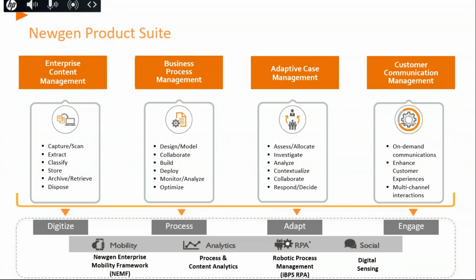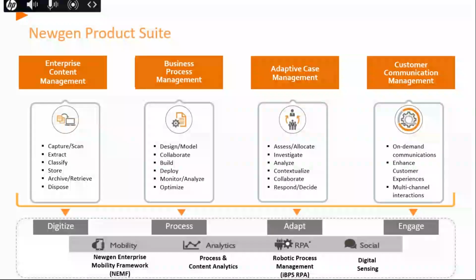Among these, we have also developed some expertise in the areas of upcoming technologies like mobility. We have developed the Newgen Enterprise Mobility Framework for that. For analytics, we have process and content analytics. For RPA, we have a robotic process management platform, and we have also created a digital sensing platform for social media crawling. So I'll quickly take you through some of the product buckets.